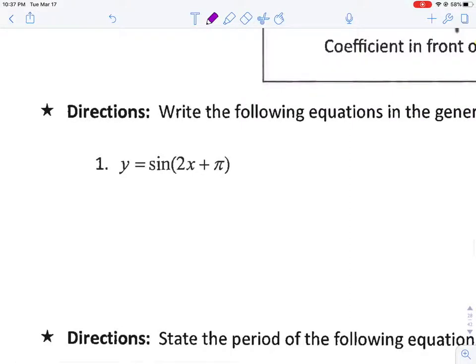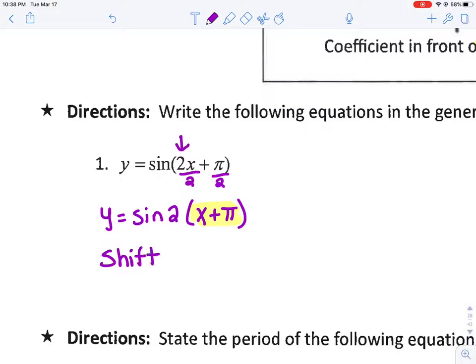So again, there's a 2 inside my parentheses here. I need to factor that out so I can see correctly what my phase shift is. So I have y equals sine of 2, and in parentheses, I'm going to divide both of these by 2 when I factor that out. And I end up with x plus pi. I now can see that inside I have an x plus pi. So this means it's going to shift. Inside is always opposite, so it's going to shift left pi units.